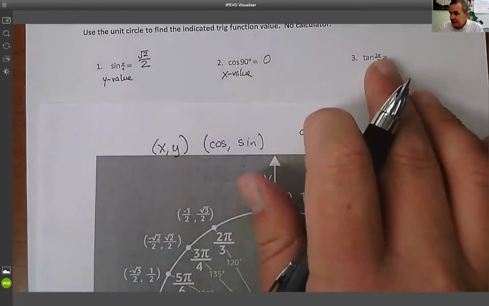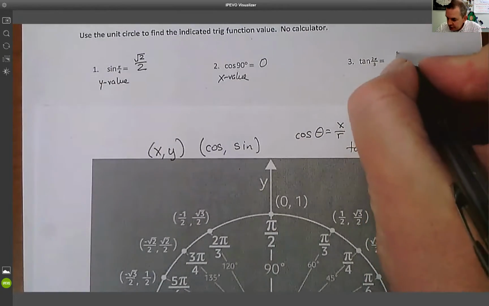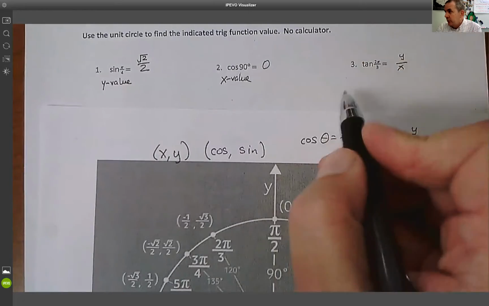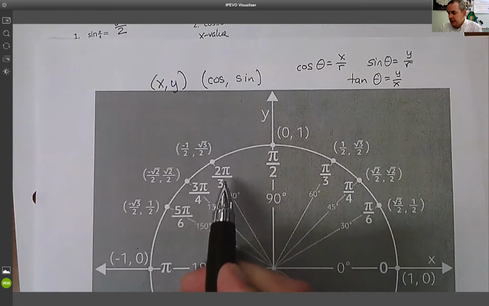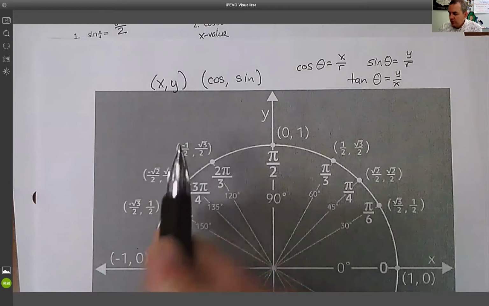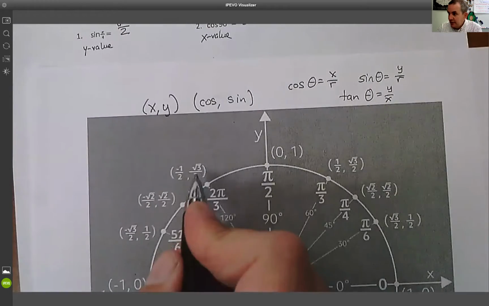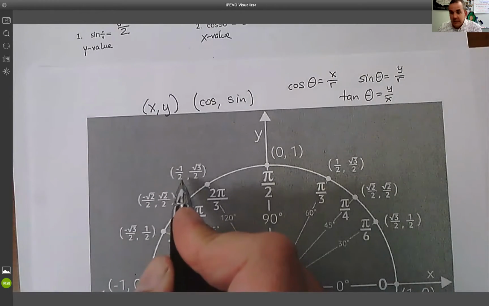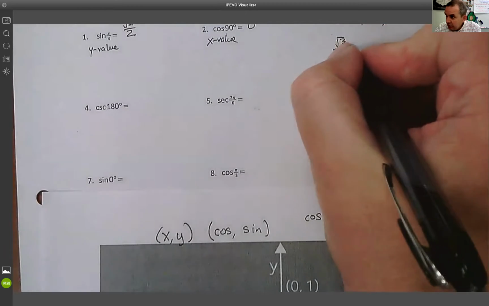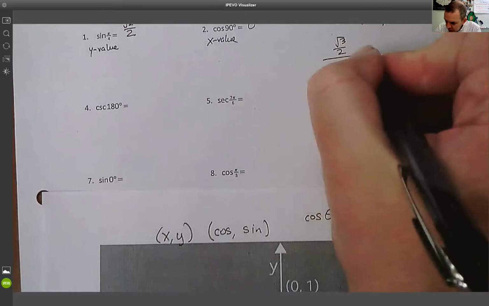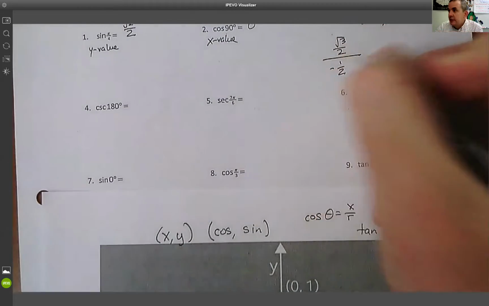And we talked about last time when we talk about tangent, tangent is going to be y over x. So we're looking at 2 pi over 3. So we're going to find 2 pi over 3. And it's going to be the y value over the x value. So in this case, my y value is root 3 over 2. My x value is negative 1/2. So it's going to be root 3 over 2, that whole thing divided by negative 1/2.